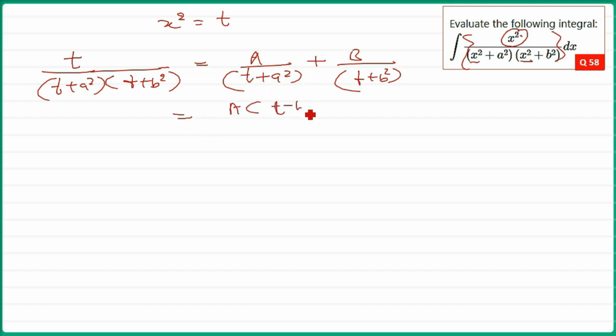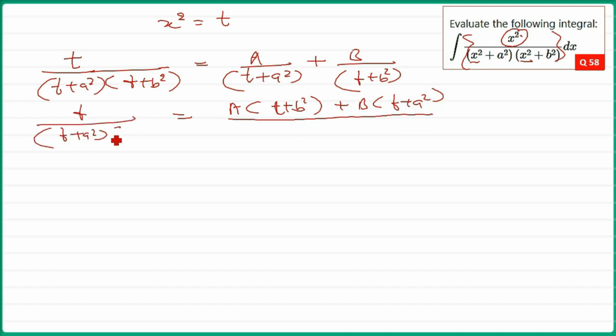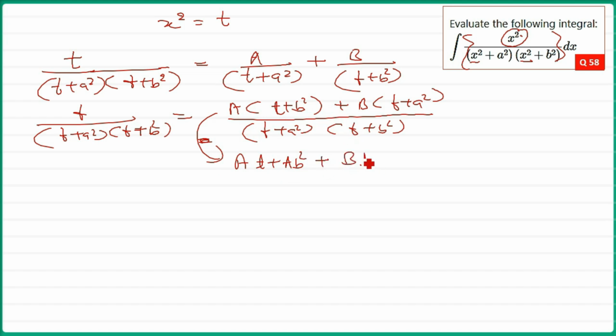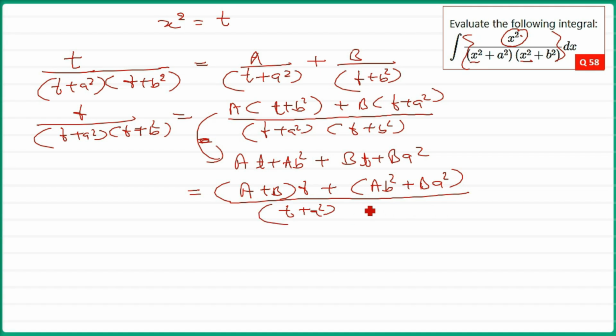So now cross multiply: a into t plus b square plus b into t plus a square. In the denominator, on the left it will be t plus a square and t plus b square, so the same denominator will come on the right hand side as well. So t plus a square into t plus b square. Now just cancel these two denominators and multiply the inside. So at plus ab square plus bt plus ba square, and you can take t common and equate it with the similar terms on the left. So you'll get a plus b into t and ab square plus ba square. Again, the denominator can be cancelled, so you can just write one more step and cancel them out.